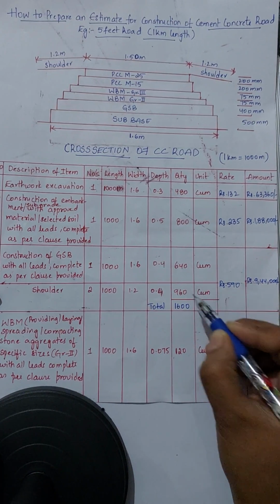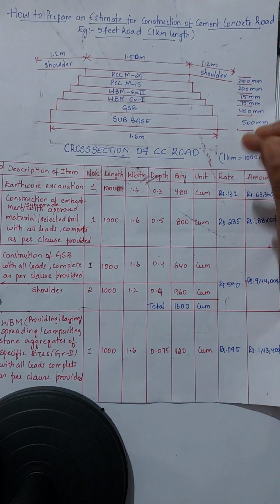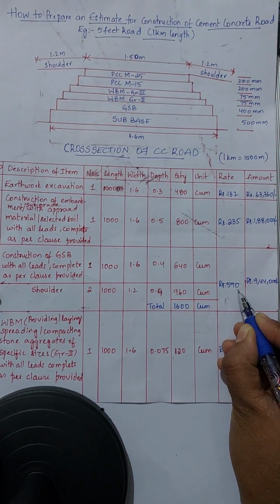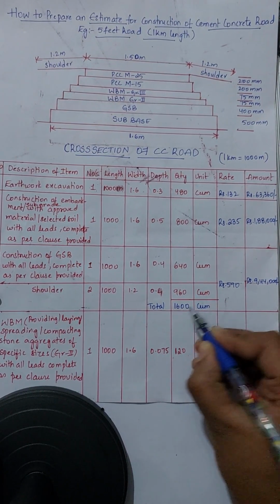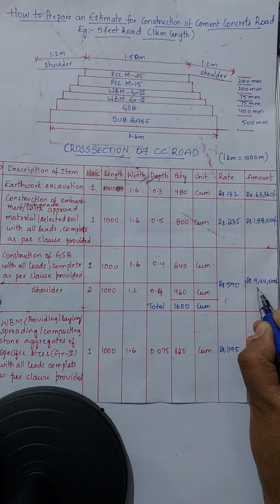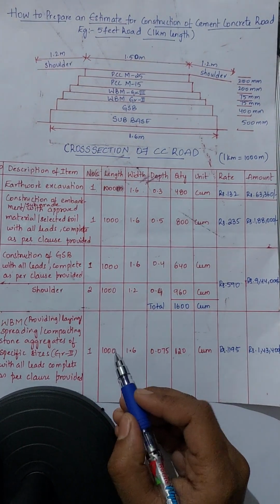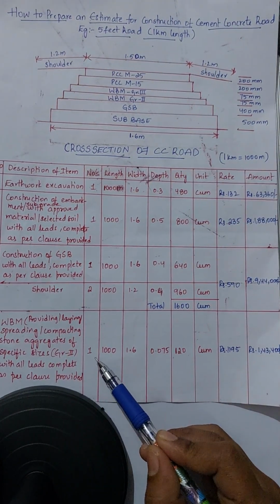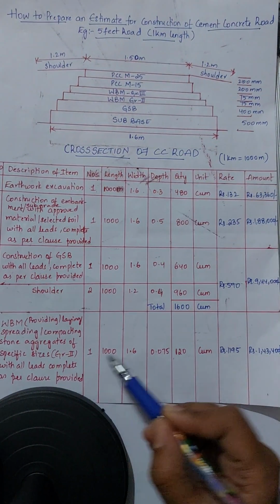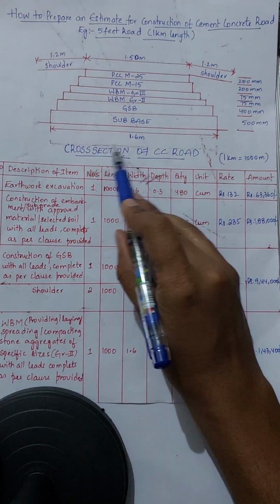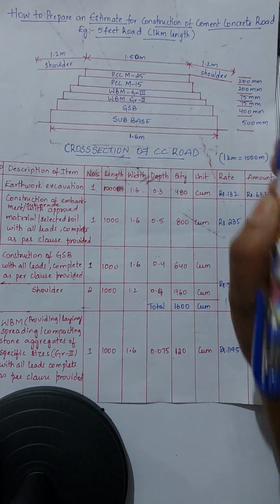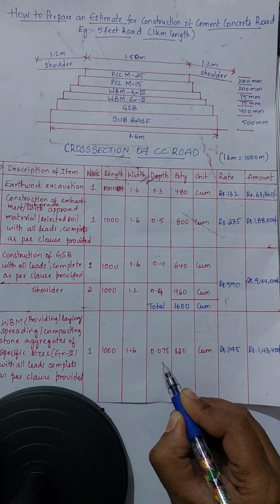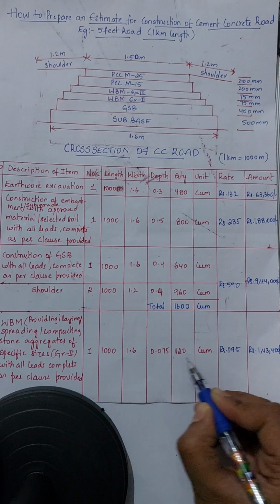After calculating these two, we get 1600 cubic meters of GSB required for preparing this CC road. If we take the rate as rupees 590 approximately, the cost will be 1600 into 590, which is 9,44,000. In the same way we will do for waterbound macadam considering grade 2. For grade 2, the number is 1, the length is 1000 meters, the width is 1.6 meters, and the depth is given as 75 mm, which is 0.075 meters. After multiplication of 1000 into 1.6 into 0.075, we get 120 cubic meters required.